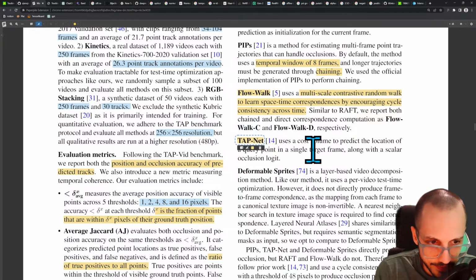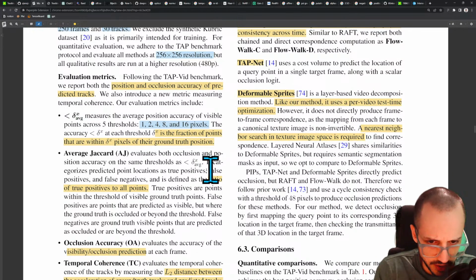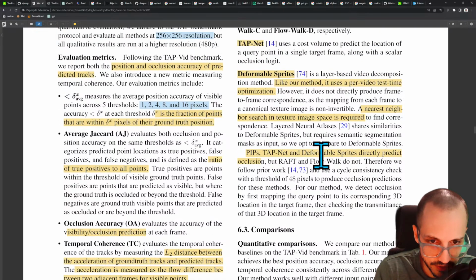And, of course, TAPNet. And deformable sprites, which was another one that they mentioned. This is a layer-based video decomposition. It uses a per-video test time optimization. Oh, like our method, it's a per-video test time optimization. However, it does not directly produce frame to frame, and the mapping from each frame to a canonical texture is not invertible. A nearest neighbor search in texture image space is required. This is going to be gross. Okay. So some of these techniques that they're comparing to directly predict occlusion, but other ones do not, so they're not going to be able to use the occlusion accuracy for some of these.